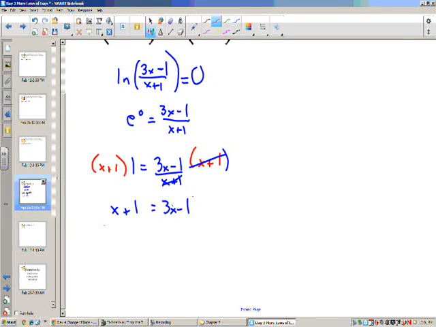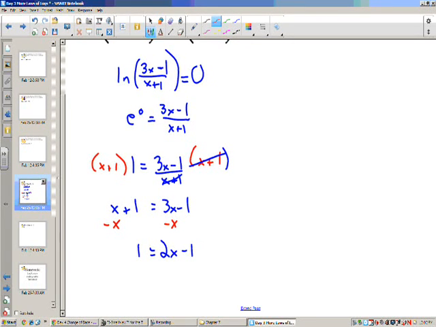Now I would subtract x from both sides, leaving 2x minus 1 on the left-hand side and 1 on the right. Add 1 to both sides, so 2x equals 2, and hopefully everyone sees here you divide by 2 and x will be 1.